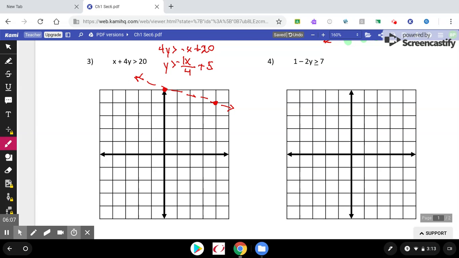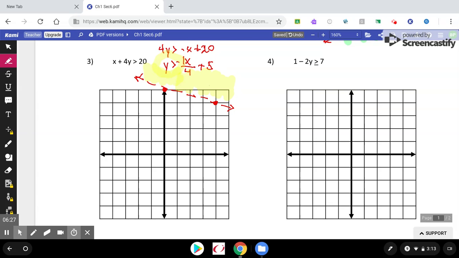All right, and then the question again is, where do you shade this guy? Do you shade above or below? Well, I want to talk about where I got y by itself. Y by itself said y is greater than, which is above. So I'm going to shade up here. Okay. Didn't give myself a very good grid there, but again, I hope you get the idea.